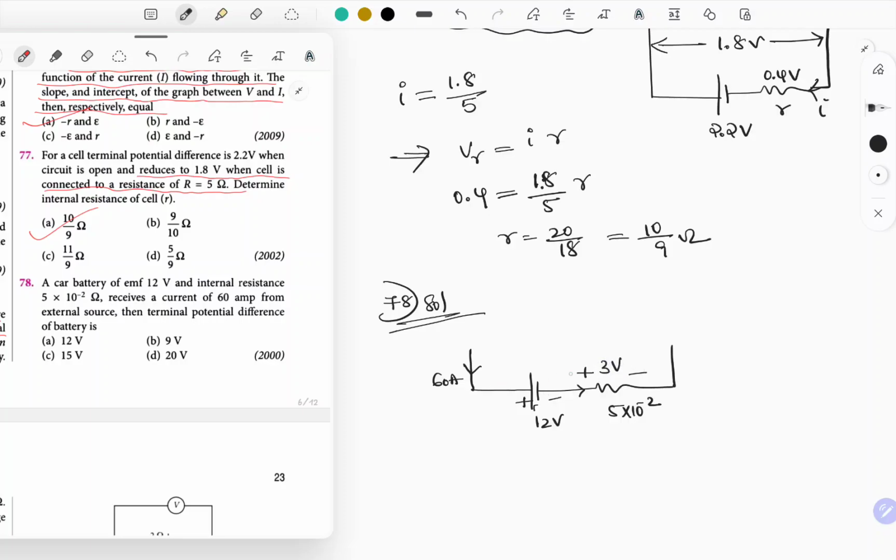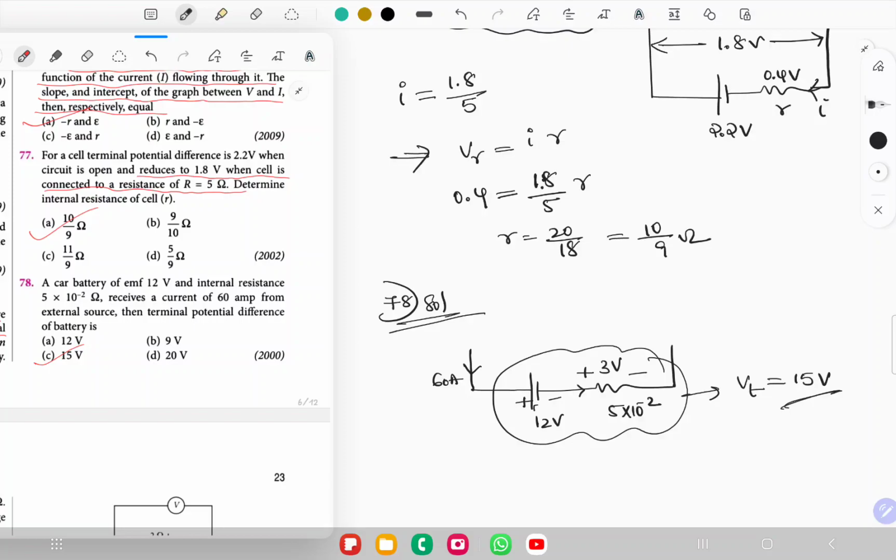to be 3 volt. Now if you observe here, these two cells look as if they are connected in series aiding. So net voltage, terminal voltage is equal to 15 volt. We just have to add them because current is coming from external source. So current is not given by the battery, current is drawn from the battery. That's the difference here. So which option is correct? Option C is the correct answer.